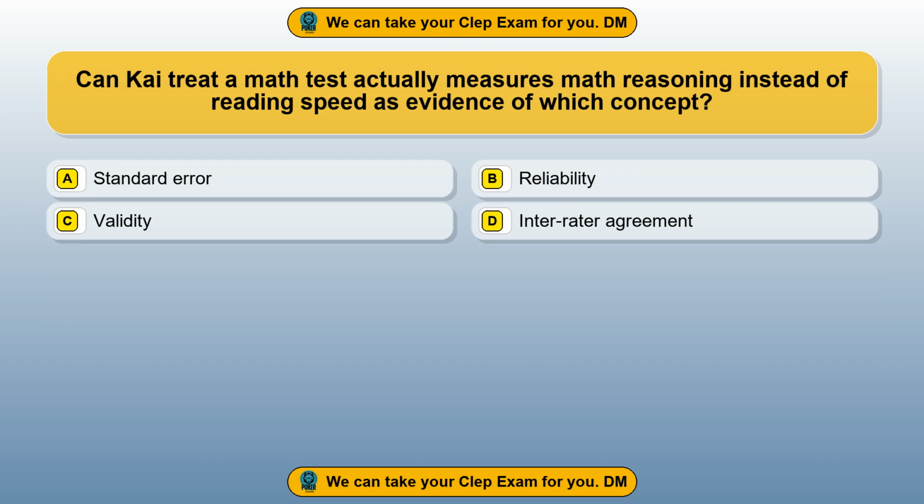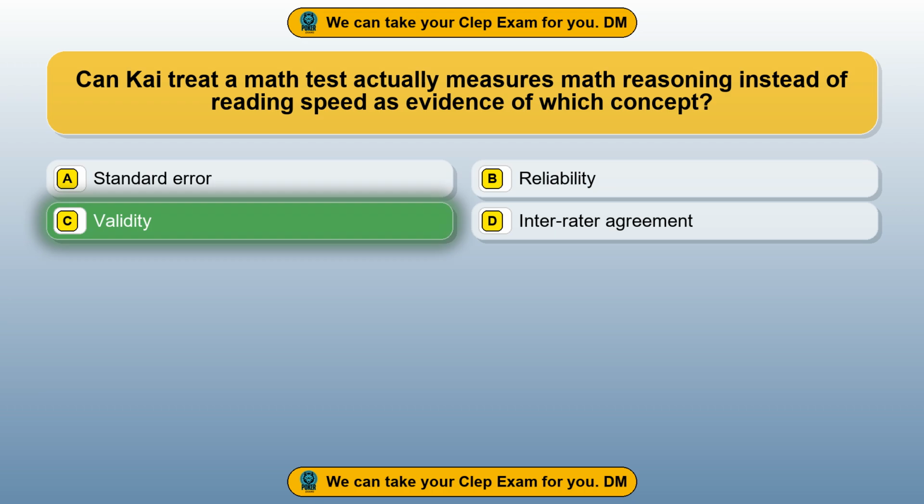Question 57. Can CLEP treat a math test that actually measures math reasoning instead of reading speed as evidence of which concept? Option A, standard error. Option B, reliability. Option C, validity. Option D, inter-rater agreement. The correct answer is option C, validity.